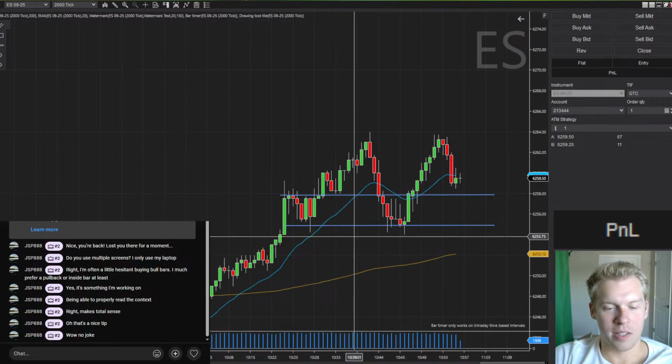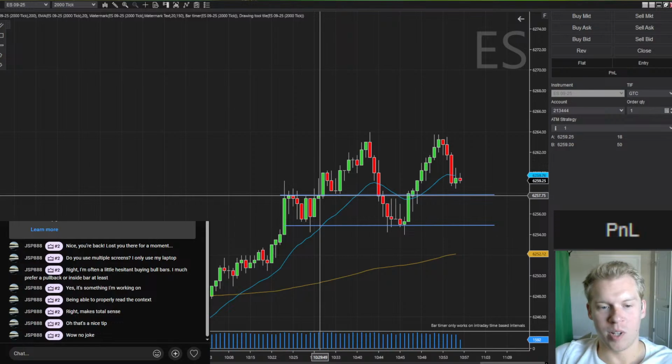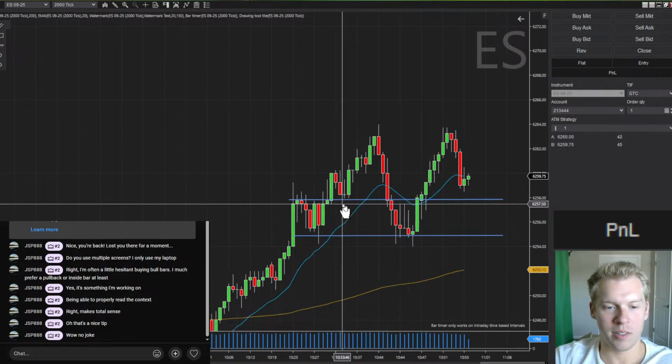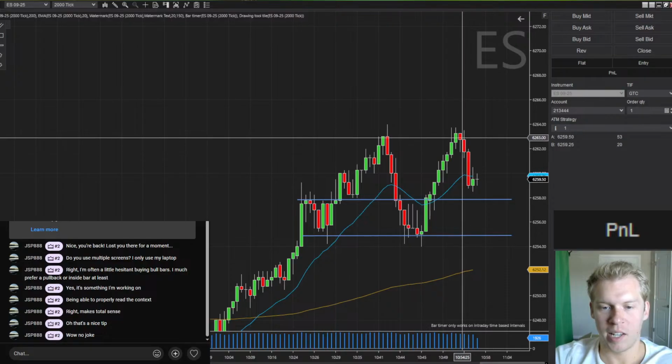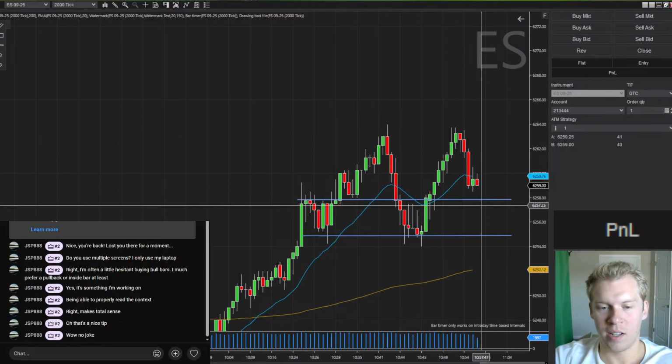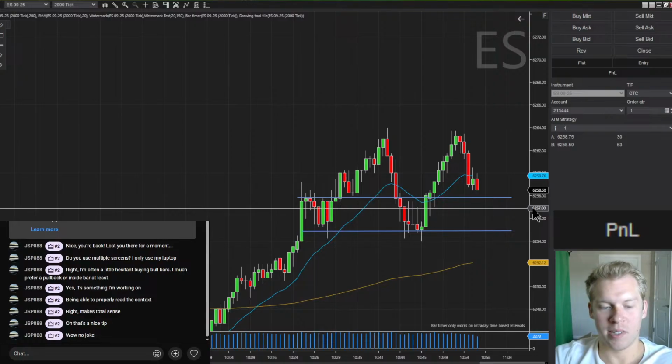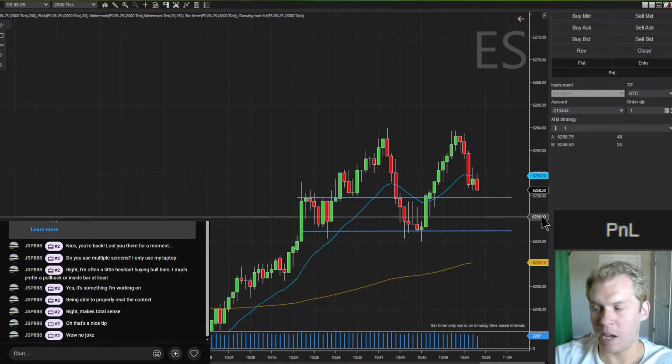So these horizontal support and resistance lines on the tick chart are really reliable in that way. Like, if the market comes back towards it, it usually kind of holds price. Like these lines do matter.